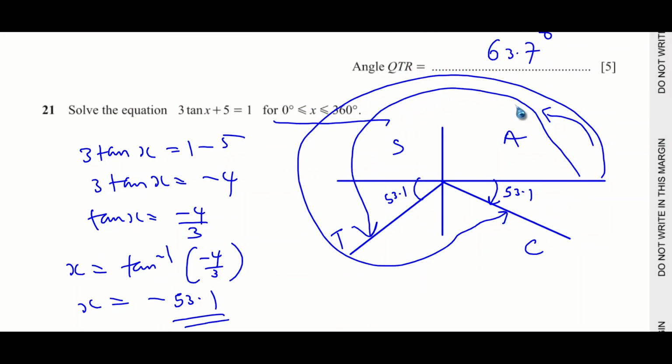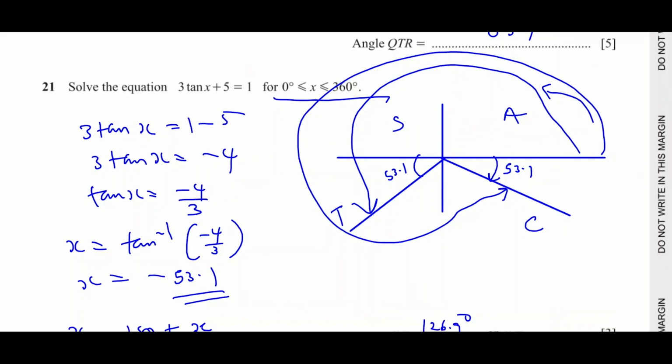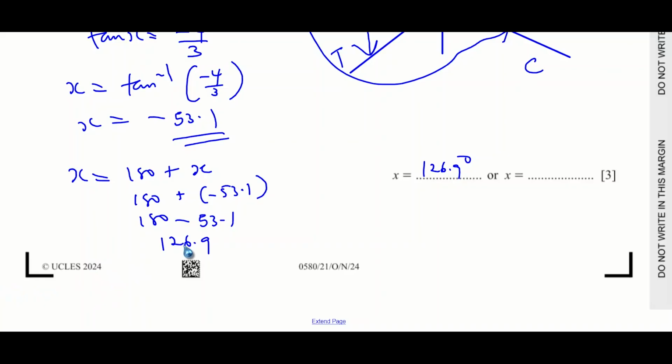The second one will be 360 minus this. So the second one will be 360 minus 53.1, so that will be 306.9 degrees. So let's go to the next question.